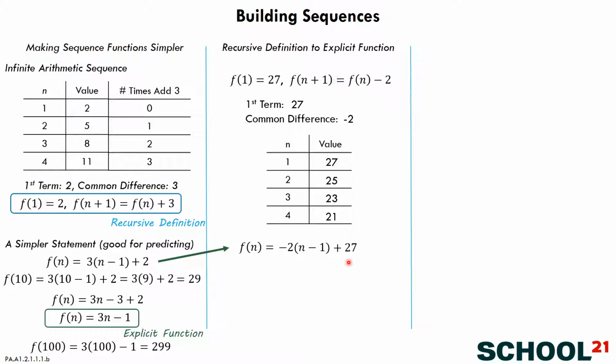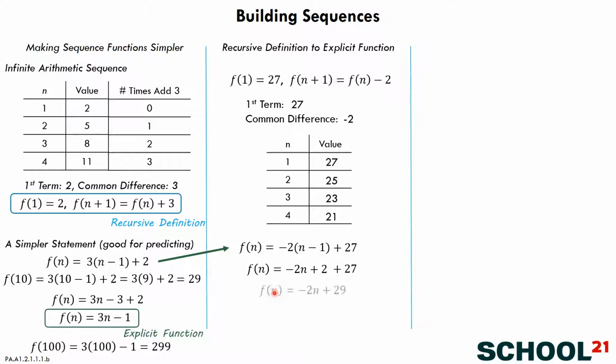First term, our initial value, our first term. Okay, so now that's pretty good, but we can simplify it further. So let's go ahead and do that. F of n equals, can you apply the distributive property for me there and tell me what to write? Yeah, negative 2n plus 2. Good, plus 27.